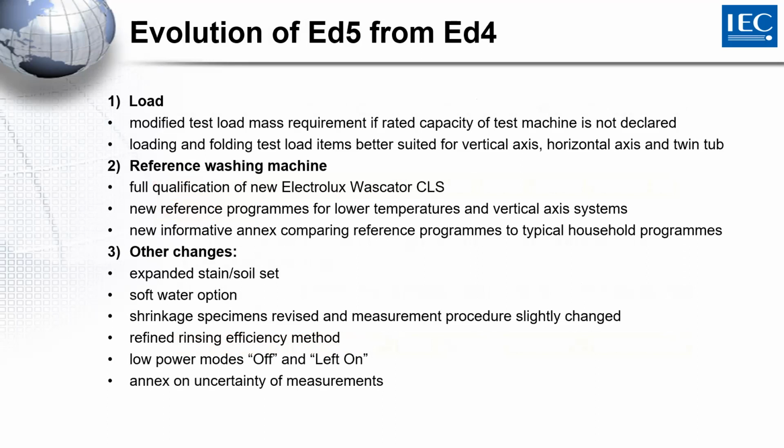Changes in edition 5 from edition 4: the load, a modified test load requirement, where loading and folding the test load items was better suited; the reference washing machine, where the new Wascator CLS was given; a new reference program; a new informative annex. Other changes were an expanded stain soil test, soft water option, shrinkage specimens revised, a refined rinsing efficiency method, that was the alkaline method, low power modes off and left on were put in, and an annex was put in on uncertainty of measurements. Next, please.